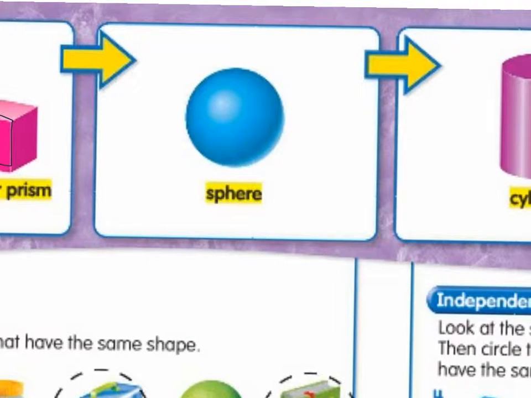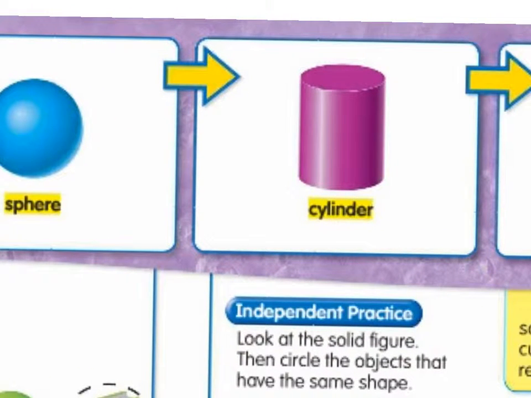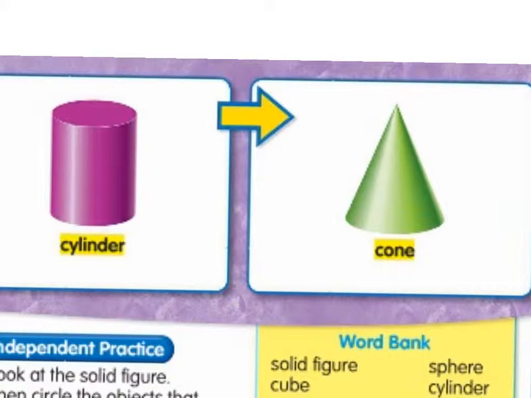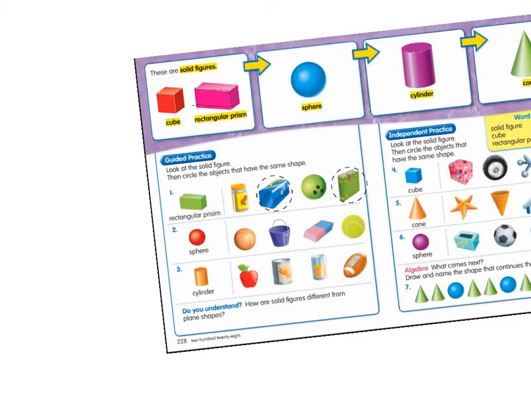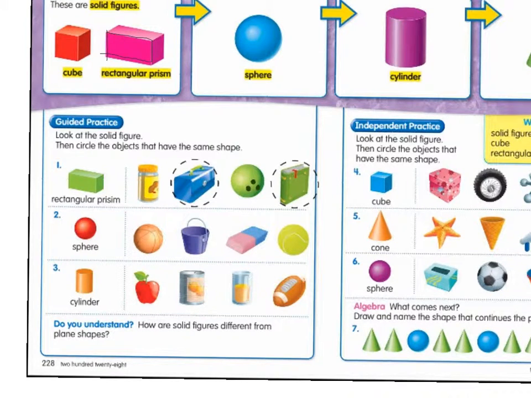This is a sphere, looks like a ball. Cylinder, looks like a can of soup. And then a cone, I always think it looks like an ice cream cone or like a birthday hat. So on the guided practice down here, it says, look at the solid figure. Then circle the objects that have the same shape. So the first one is a rectangular prism.